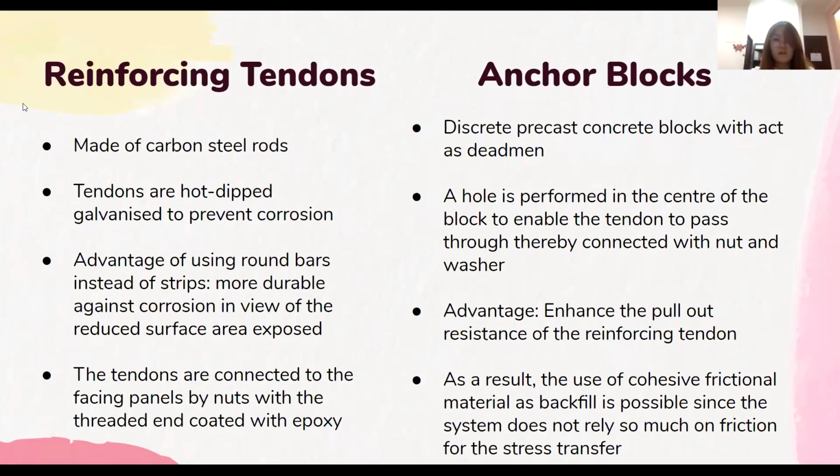Next is anchor blocks. They are discrete precast concrete blocks which act as deadman. A hole is performed in the center of the block to enable the tendon to pass through, thereby connected with a nut and washer. The advantage of anchor blocks is that it enhances the pull-out resistance of the reinforcing tendon. As a result, the use of cohesive frictional material as backfill is possible since the system does not rely so much on friction for the stress transfer.